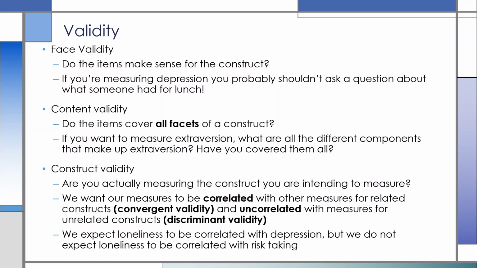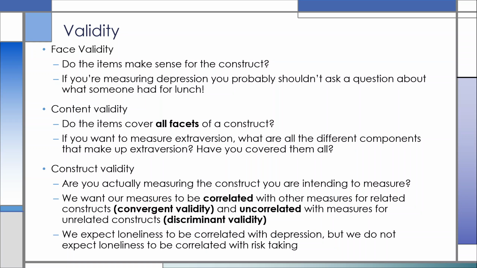And finally, there's construct validity. Construct validity is sort of the backbone of the idea of validity. This is whether you're actually measuring the construct you're intending to measure. The way this is often tested in validation studies is the researchers will check whether their measure is correlated with other measures for related constructs. This is known as convergent validity. And they'll check whether it's uncorrelated with measures for unrelated constructs. This is called discriminant validity. So they'll take other measures that have already been validated and compare them with the one that they are in the process of validating.